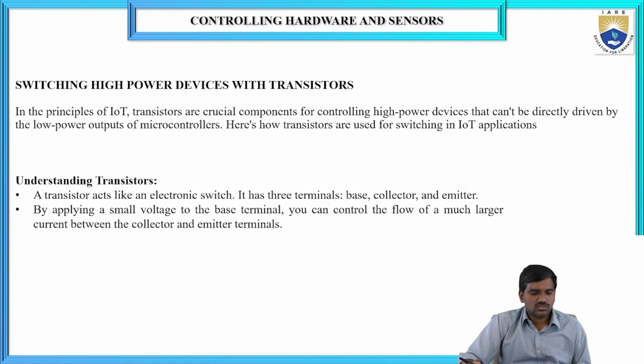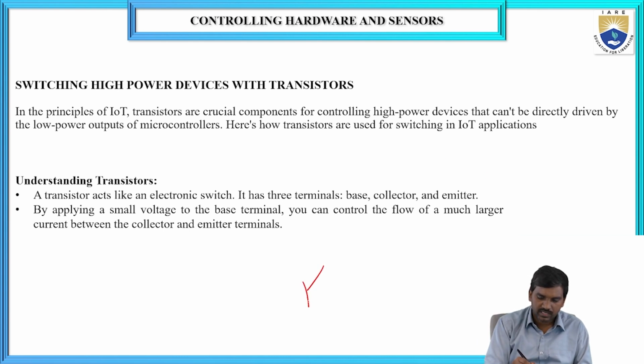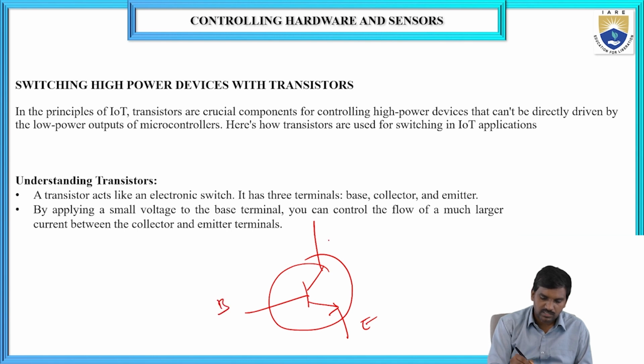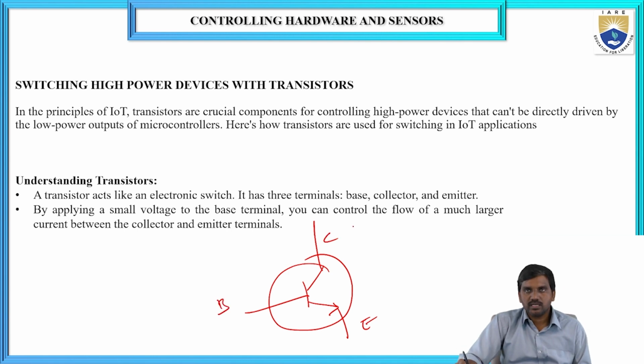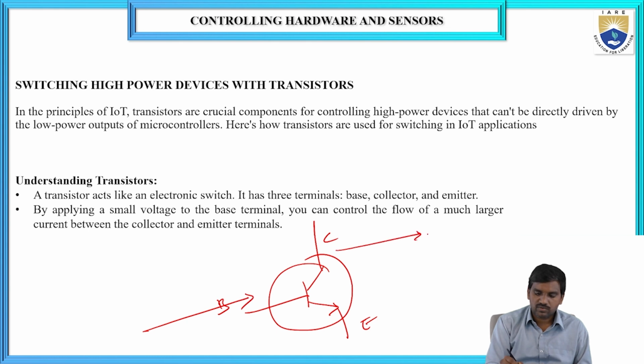And the last one, switching high-power devices with a transistor. Understanding a transistor: it acts like an electronic switch. It has three terminals: emitter, base, and collector. So this is the emitter, this is the base, this is the collector. We apply input through the base and collect output from the collector.